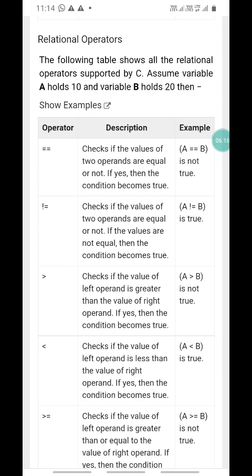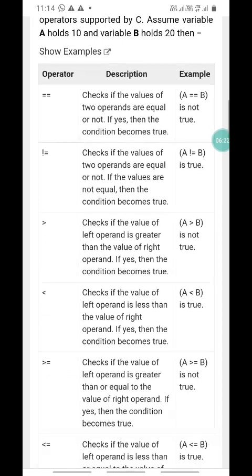It executes the output statement. So this is the is-not-equal-to operator. Next is the greater than operator. It checks if the value of the left operand is greater than the value of the right operand. If yes, then the condition becomes true.